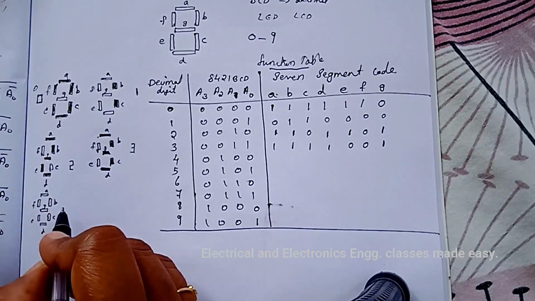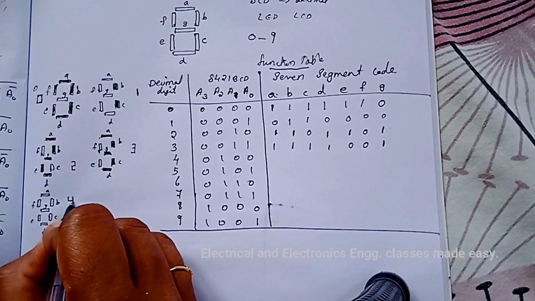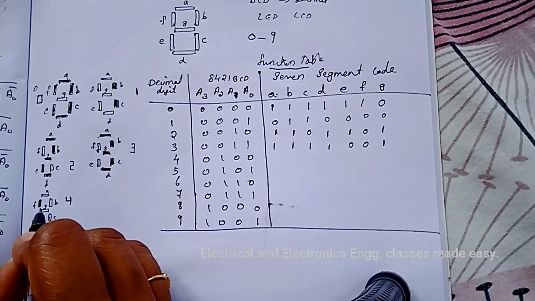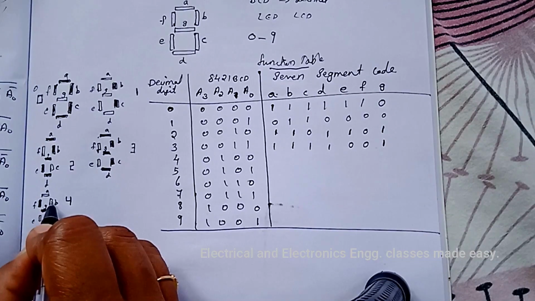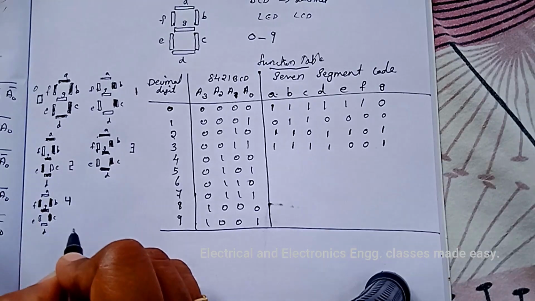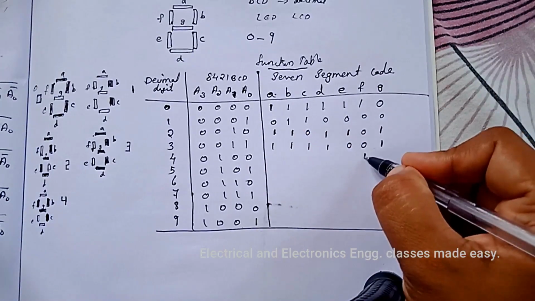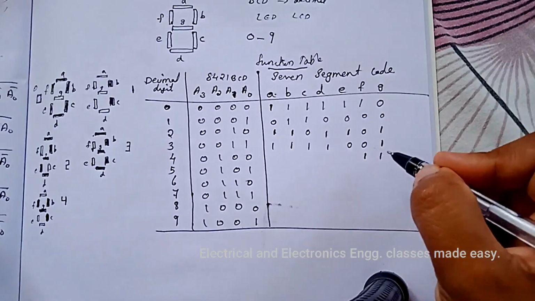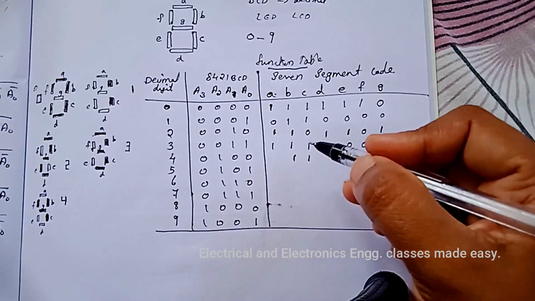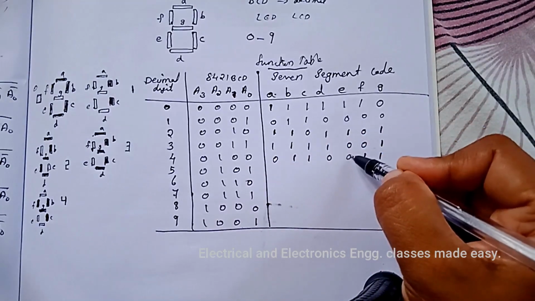Next is number 4. Number 4 will be displaying like this. So here F, G, B and C will be displaying. That is F, G, B and C at logic high. A, D and E are at logic 0.